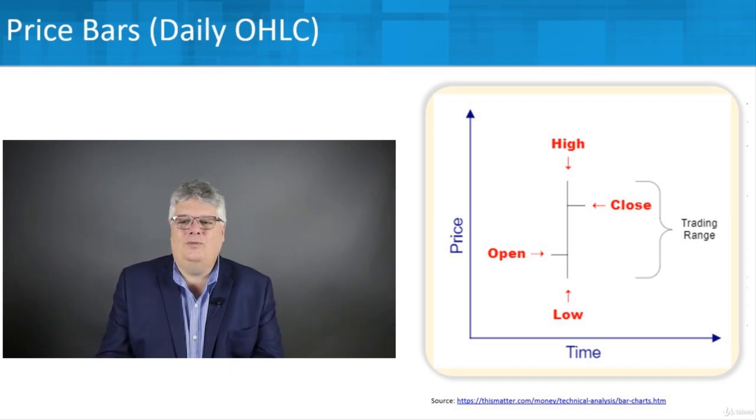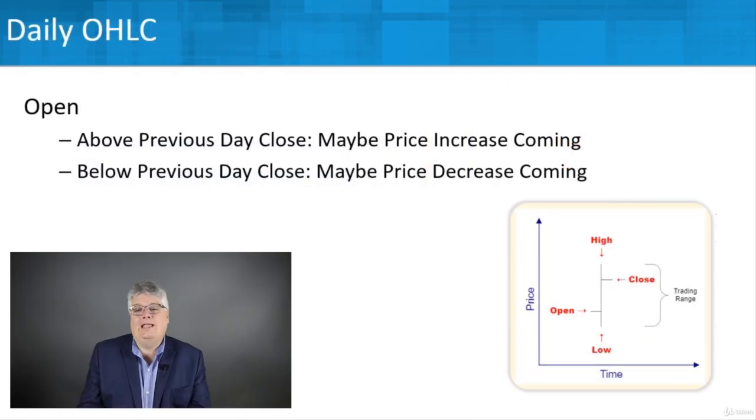If we look a little bit closer at that, if we see an opening above the previous day's close, that might be an indicator that maybe a price increase is coming. We want our security prices to rise, right? If we're buying, we want them to rise. So if they are opening above the previous day's close, that can be an indicator that prices might be rising. The opposite of that would be if it goes below the previous day's close, that maybe a price decrease is coming. Now, I wouldn't trade just on that. We want to have a lot more than that, but that's the general idea as far as looking at an opening versus a closing.